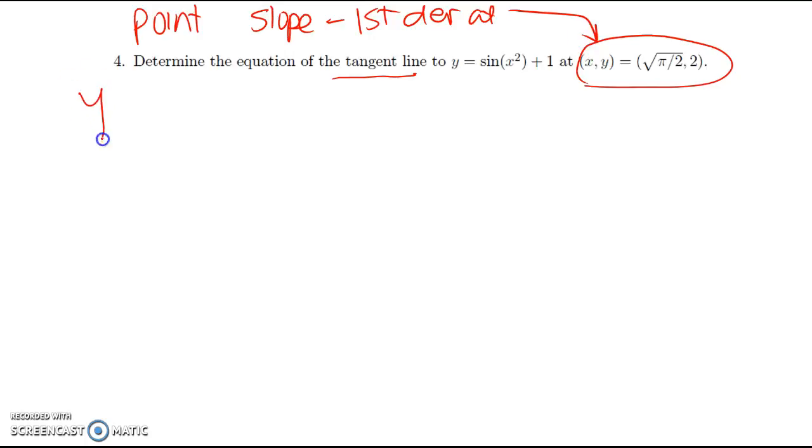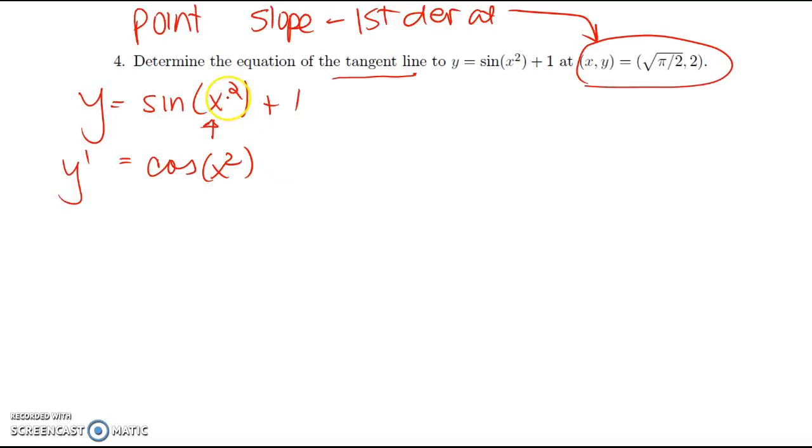So let's take this and take the first derivative. We will end up using the chain rule right here, won't we? So the derivative of sine is cosine of x squared. Yep, the derivative of the inside is 2x plus 0 because the derivative of 1 is 0.